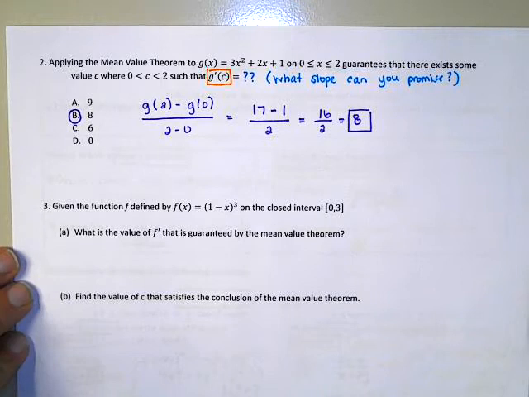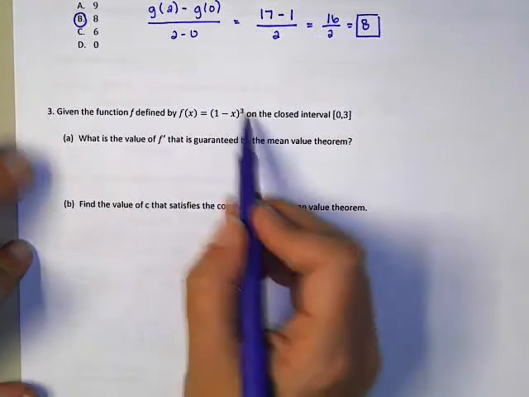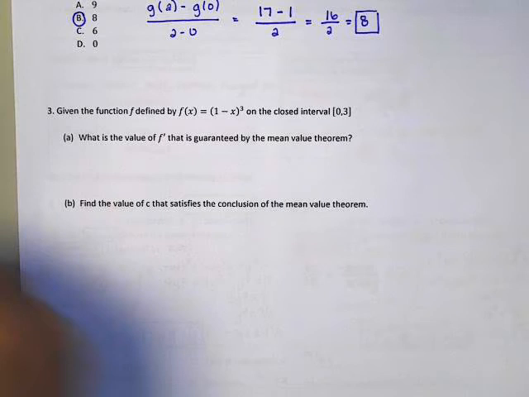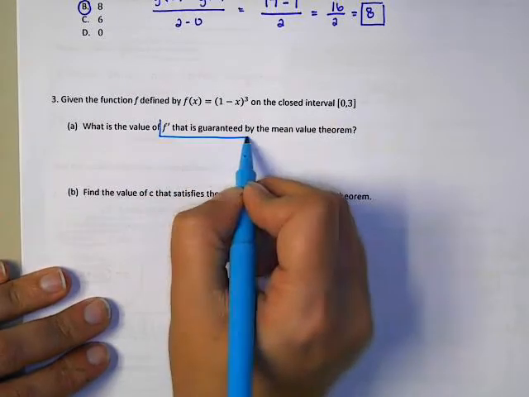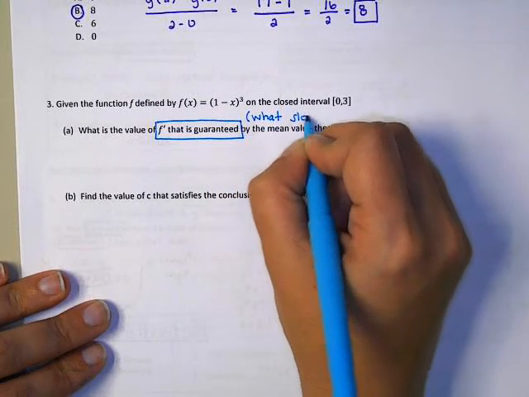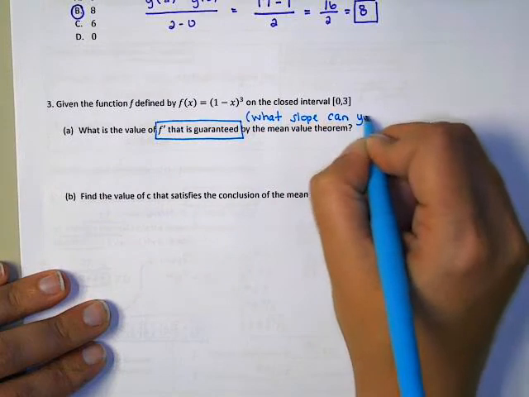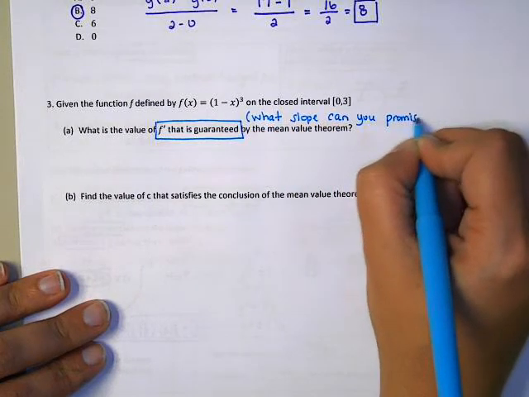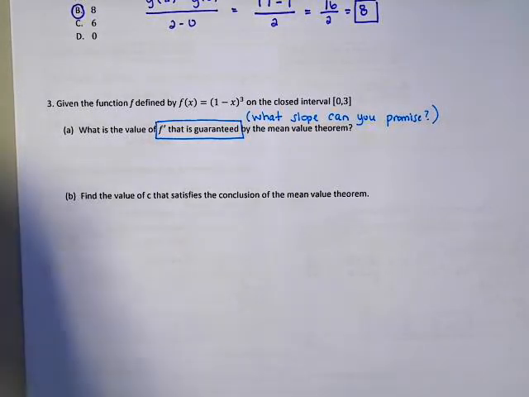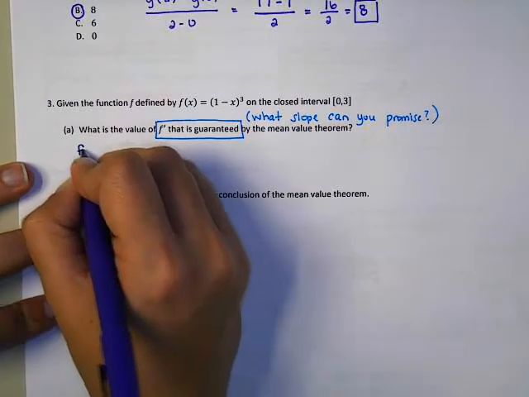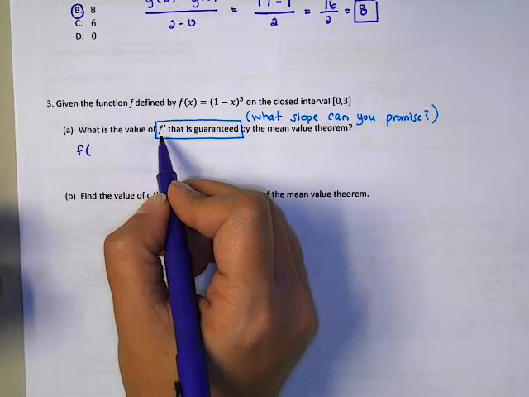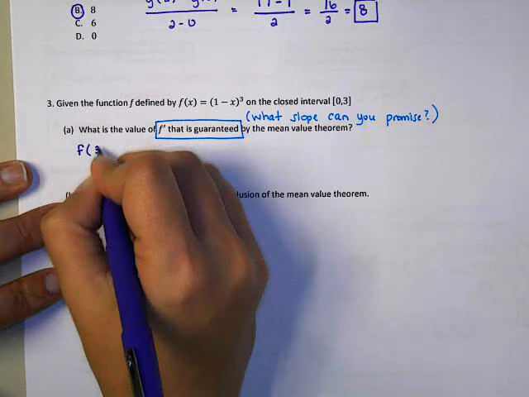So that's my answer. Last but not least, it says, given this equation on the closed interval, first, what is the value of f prime that is guaranteed? So again, this is saying, what slope can you promise me? To figure out the answer to part A, we're going to do the same thing we did in the previous example, which is to find the average slope, because I can promise you that the derivative, which is the instantaneous slope, is equal to the average slope using the mean value theorem.